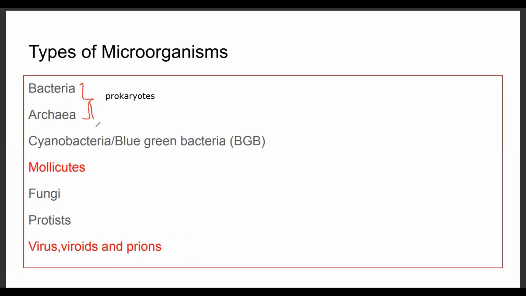Prokaryotes. Then mollicutes, a new word, right? They also have a prokaryotic cellular organization. They belong to bacteria, but the only difference is they lack a cell wall. And in this lesson, you are going to learn about two types of mollicutes, mycoplasma and phytoplasmas.